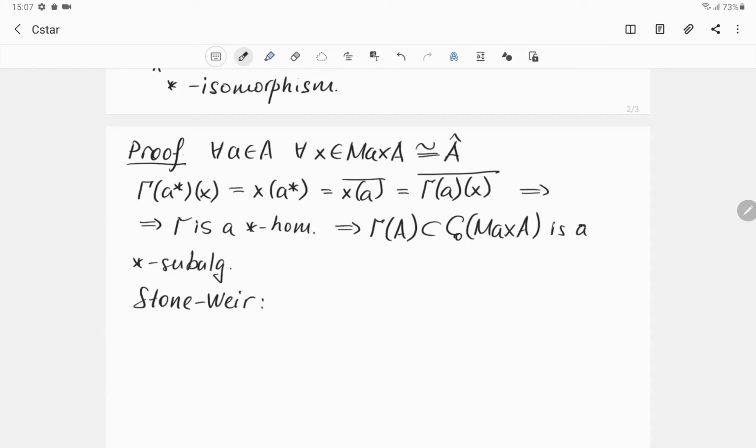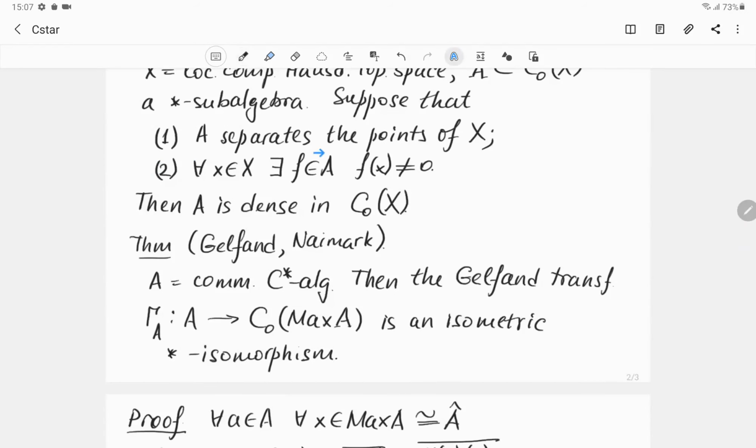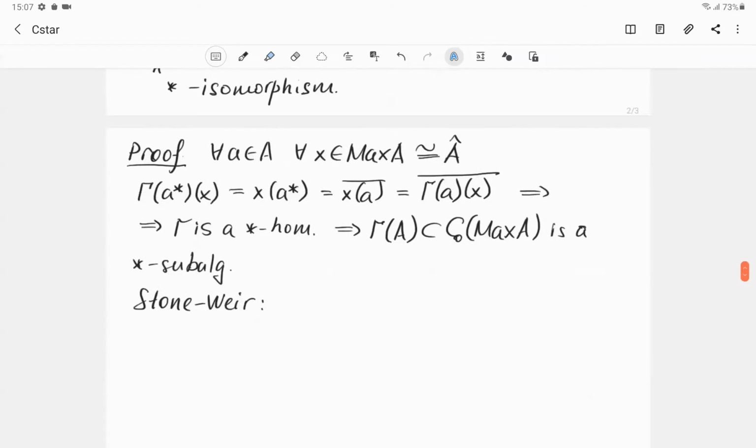Well, why is it so? First of all, it's a star subalgebra. Next, it separates the points. By the very definition, if you have two different characters, then since they are different, the evaluations of these characters on some elements from the algebra are different. And this means exactly that the image of the Gelfand transform separates the points. And we have also to check this condition too. So for each point x in our space, there is a function which doesn't vanish at x. But this is also trivial because we consider only non-zero characters. So this condition is satisfied. And now the Stone-Weierstrass theorem implies that gamma of A is dense in C0 on the maximal spectrum.